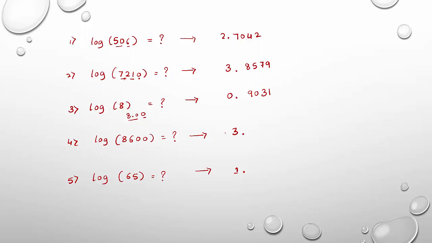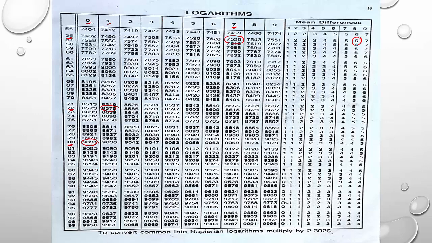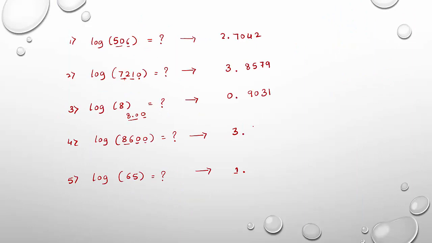Then next one. There are 4 digits. 4 minus 1 is 3. 3.86 at 0 we can observe because there is no 0 in the mean difference. The fourth digit you can leave because there is no 0 in the mean difference. Simply we can observe 86 at 0. 86 is here at 0, means we can write the answer 9345. Because there is no 0 in the mean difference, leave it.